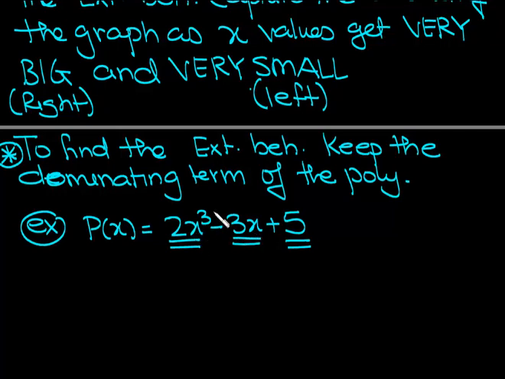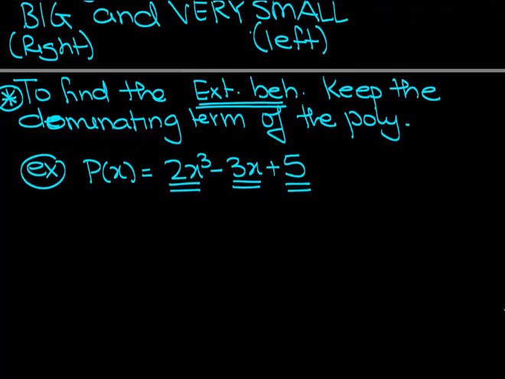But if I take 100 cubed and multiply that by 2, that's a big number, and that number is going to be the one that dominates this polynomial. That's going to control the behavior of this polynomial. So when we're trying to find the extreme behavior, we're only interested in the dominating term. So I can write this polynomial this way: 2x cubed. I can ignore all the other terms.